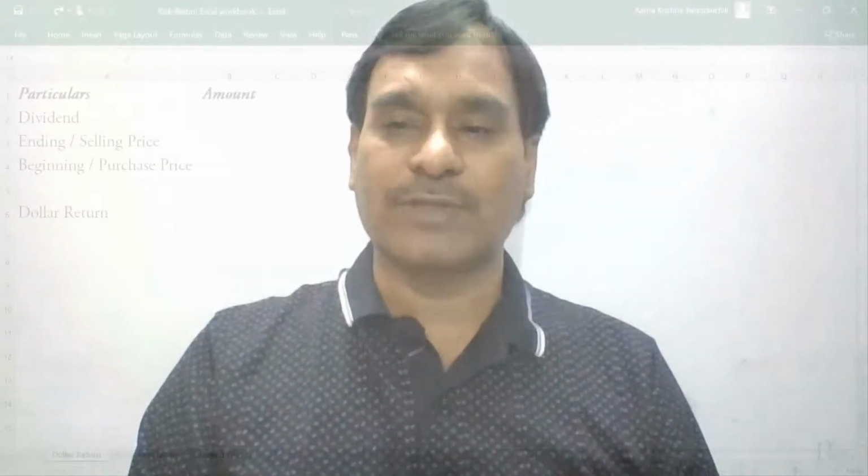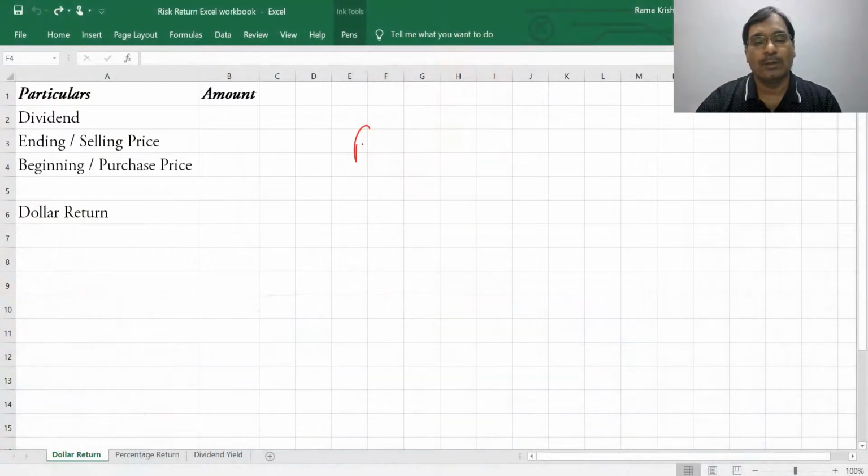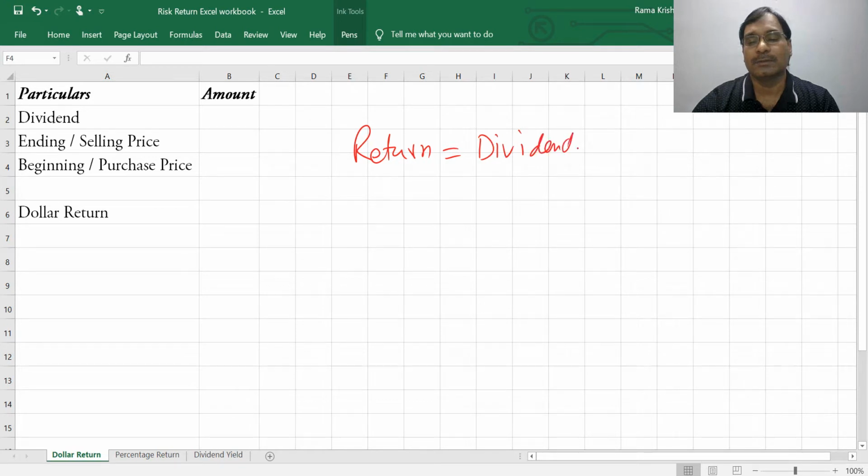In this video, I'll demonstrate how to calculate dollar returns or rupee returns in Microsoft Excel. Calculating a dollar return or a rupee return is very easy and simple in Microsoft Excel. Your dollar return equals the dividend amount received plus the selling price or ending price minus the beginning price or purchase price.